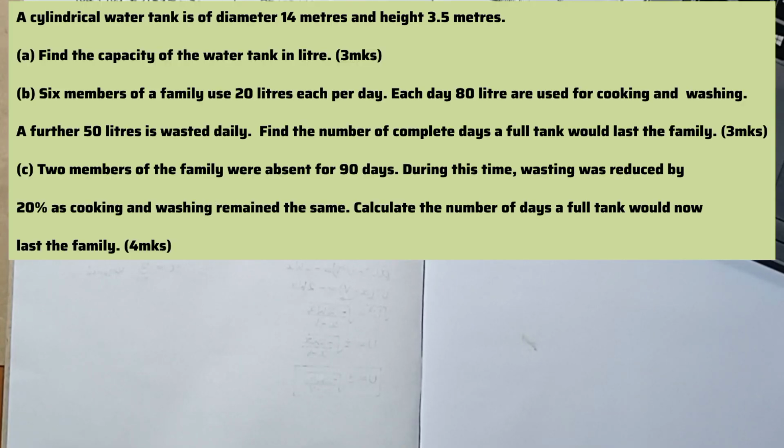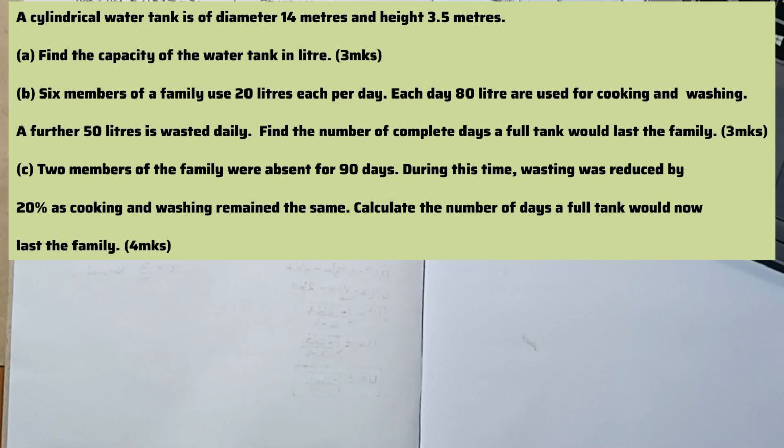So in this question, it is asking you, a cylindrical water tank is of diameter 14 meters and height 3.5 meters. Question number A. Find the capacity of the water tank in liters, which has 3 marks.